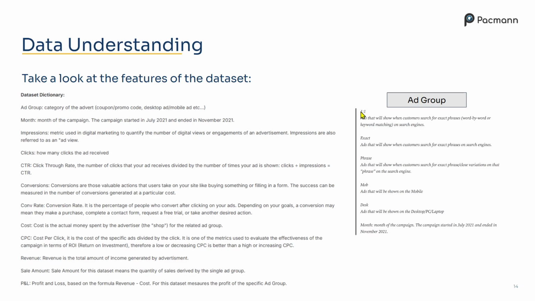There are 3 types of ads. First one is broad, which shows when customers search for the words or keywords in any order on search engines. Second one is exact, so it will show when customers search for the exact keyword. The third one is phrase, an ad that will show when customers search for the exact phrase or close variations of that phrase on the search engine. And those 3 types of ads will be shown on 2 types of platform. The first one is mobile and the second one is desktop, including PCs and laptops.